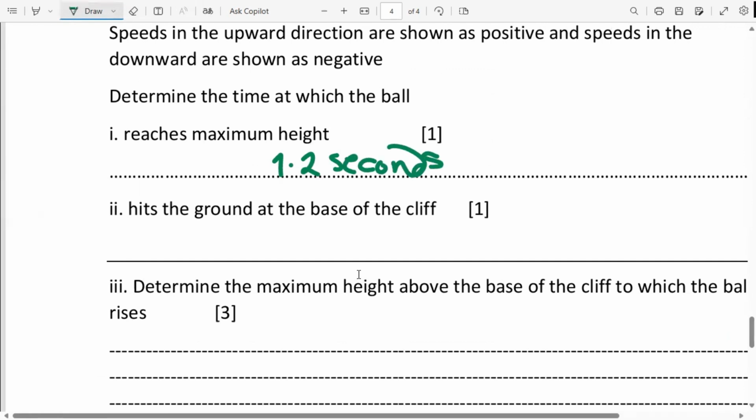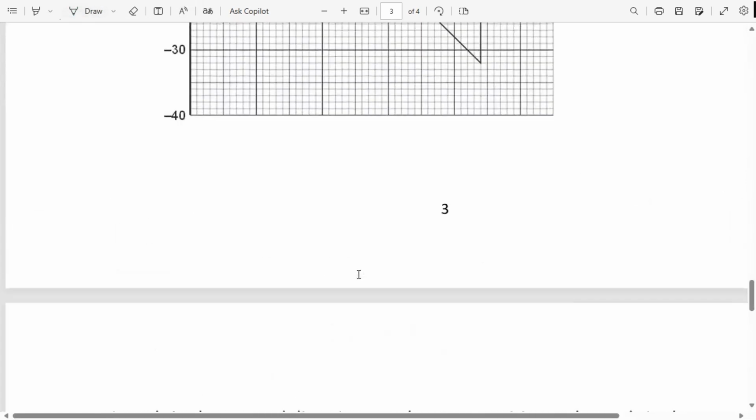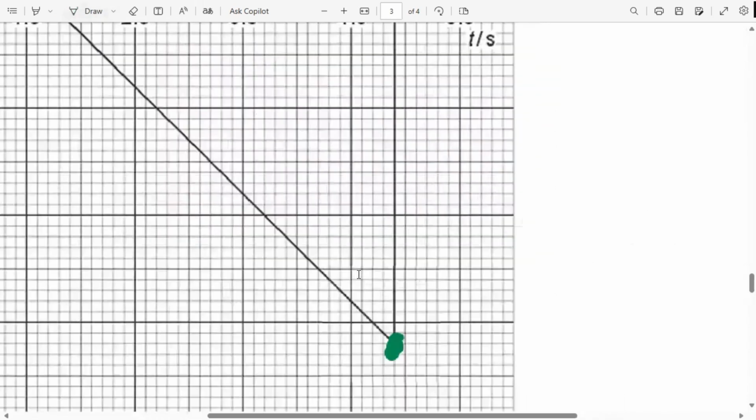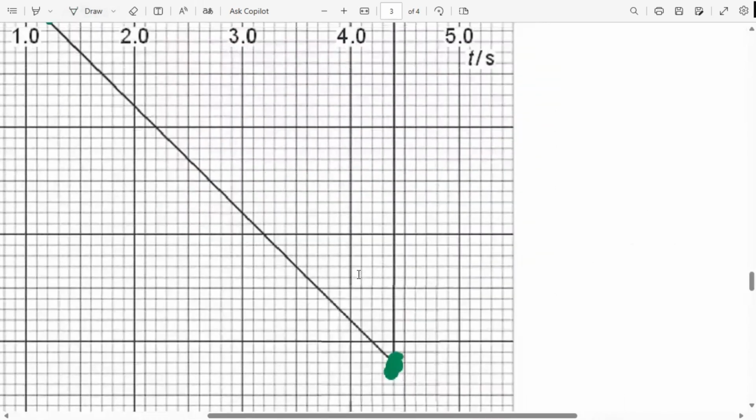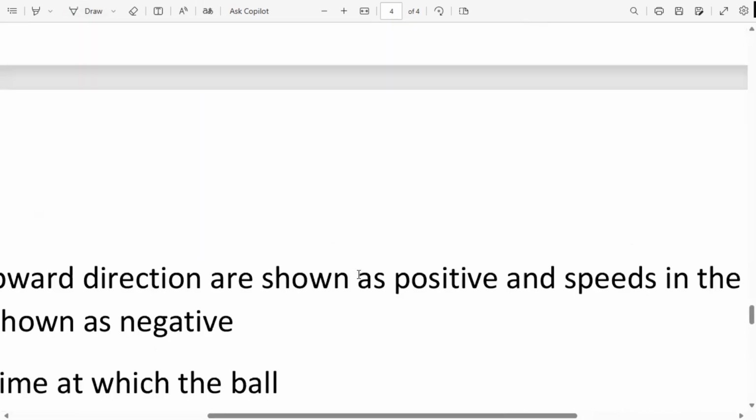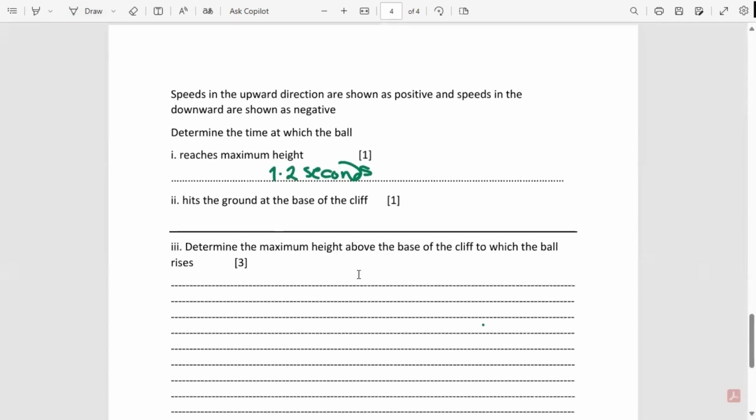Like that. So the time where the ball hits the ground at the base of the cliff, from the time this ball is thrown, we're just going to notice where this graph is ending, because that is where the motion is ending. If I zoom this diagram in again, you can tell it is 4.4 seconds. From the time it's thrown to the time it hits the ground, it's 4.4 seconds.